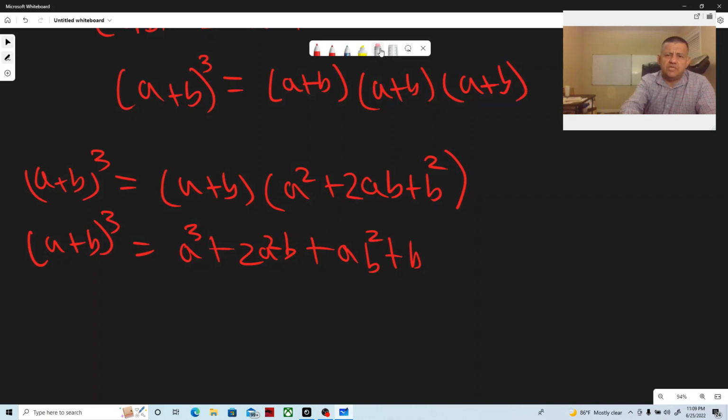actually I should put a squared b, right? This times this. Then I'm doing this times this, right? So it's going to be plus 2ab squared, right? So I have a b right here, right?